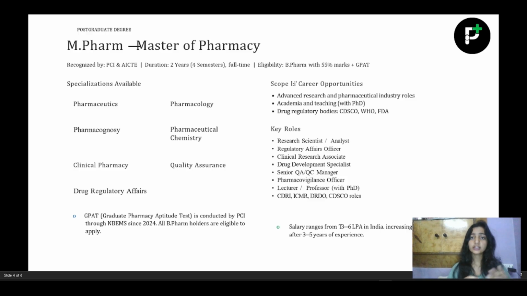And the specializations in which you can opt for masters are pharmaceutics, pharmacology, pharmacognosy, pharmaceutical chemistry, clinical pharmacy, quality assurance, and regulatory affairs. And if I talk about scope or career opportunities after M.Pharm, you can work in advanced research and in the pharmaceutical industry. You can also opt for teaching and academics. You can also go for drug regulatory bodies like WHO, FDA, and CDSCO.